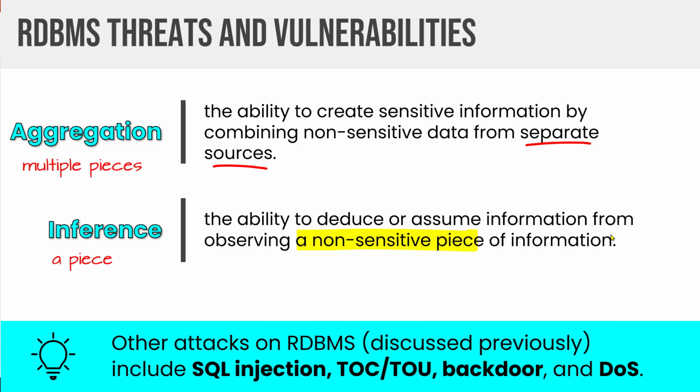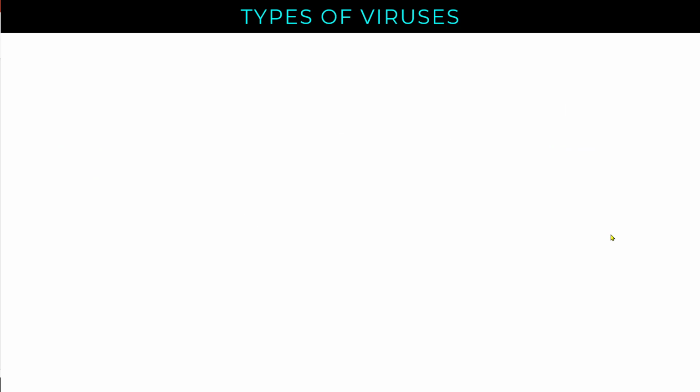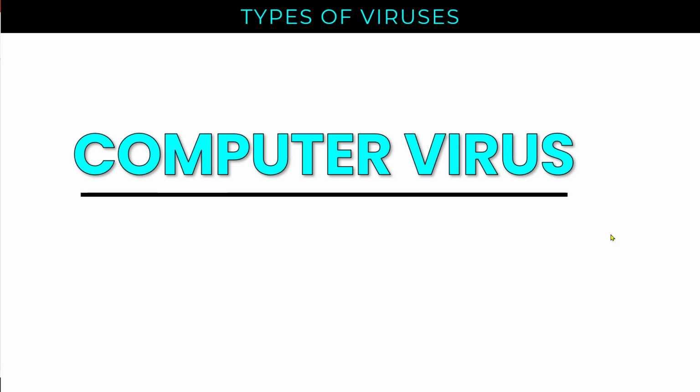And we've talked about other attacks on relational databases like SQL injection, backdoor, denial of service. It could all affect RDBMS, but I wanted to mention these two because they're a common source of confusion. So I hope those examples help sort that out. So let's talk about computer viruses.